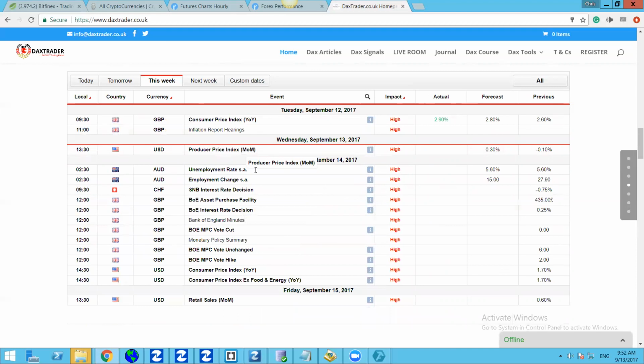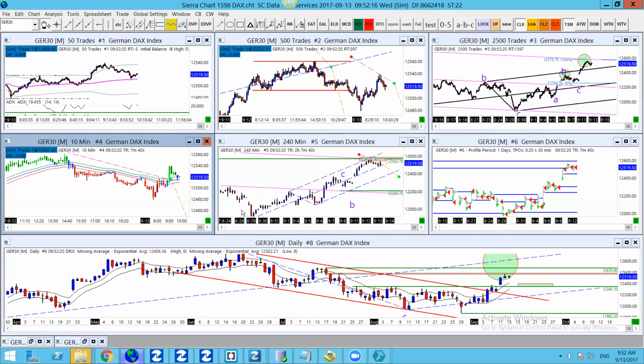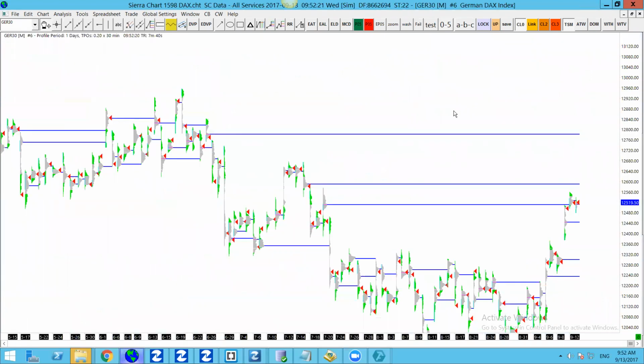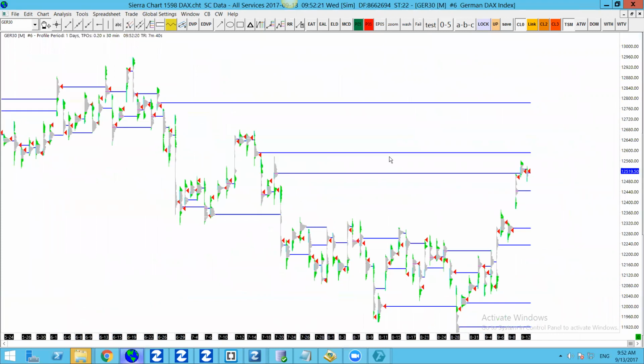Okay, so let's just jump straight into the charts then. We're going to start with the TPO for the DAX. The TPO is pretty much showing the market profiles for each individual day for the last three to four months or so. And these horizontal blue lines are showing the points of control, which is the most frequently traded tick area for price action during that day.